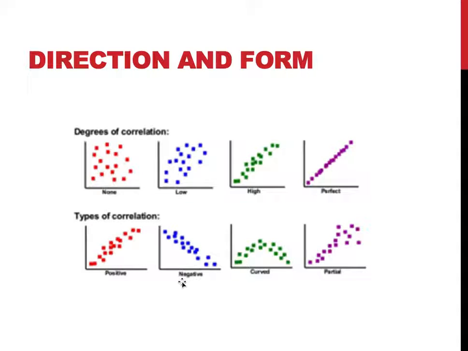In this example here, as the number of calories that you eat increases, the amount of weight that you lose decreases. They are moving in opposite directions. So in that particular example, we would have a negative correlation. There is an inverse relationship between the two. So we have a negative correlation. If they're going in the same direction, whether they're both going up or they're both going down, we have a positive correlation.